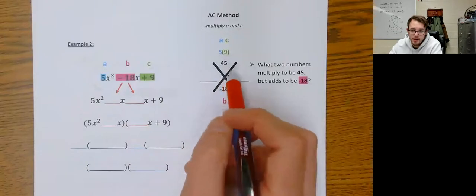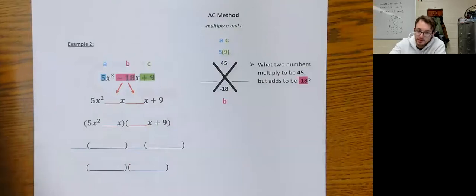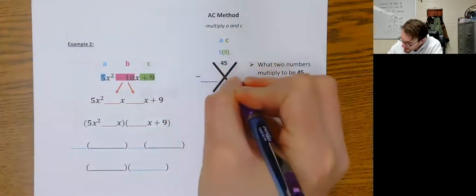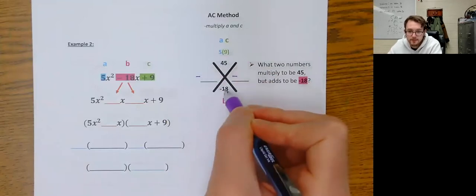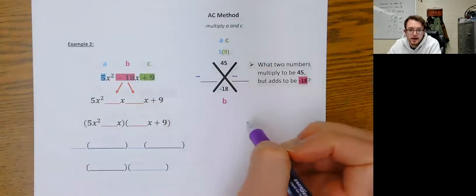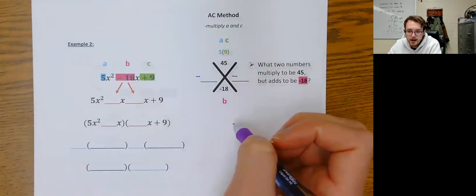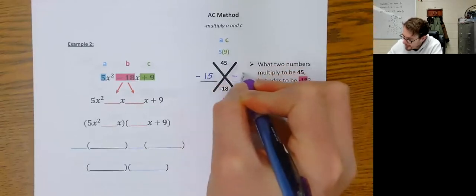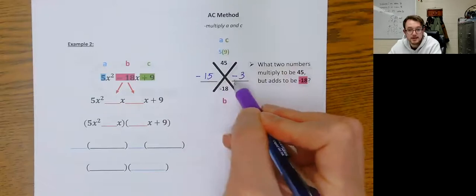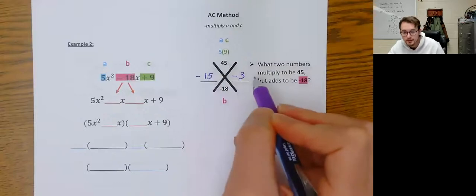Now again, you have a positive product, but a negative sum. That means both of these are going to have to be negative. Because a negative times a negative is a positive, but a negative plus a negative is a bigger negative. Not 9 times 5 is 45, but 9 plus 5 is 14, so that doesn't work. I'm going to go negative 15 and negative 3. Negative 15 times negative 3 is positive 45. Negative 15 plus negative 3 is negative 18.